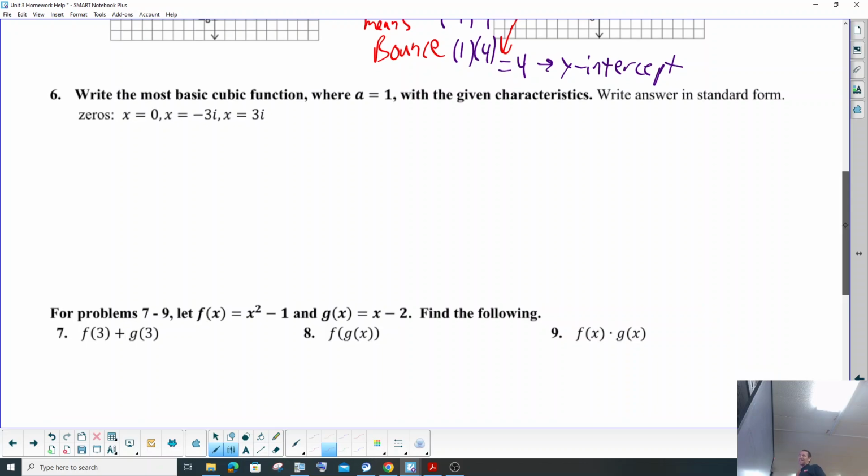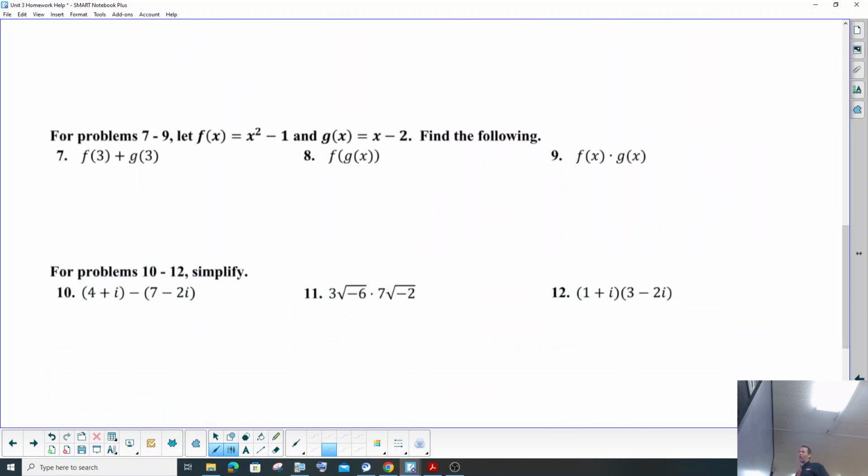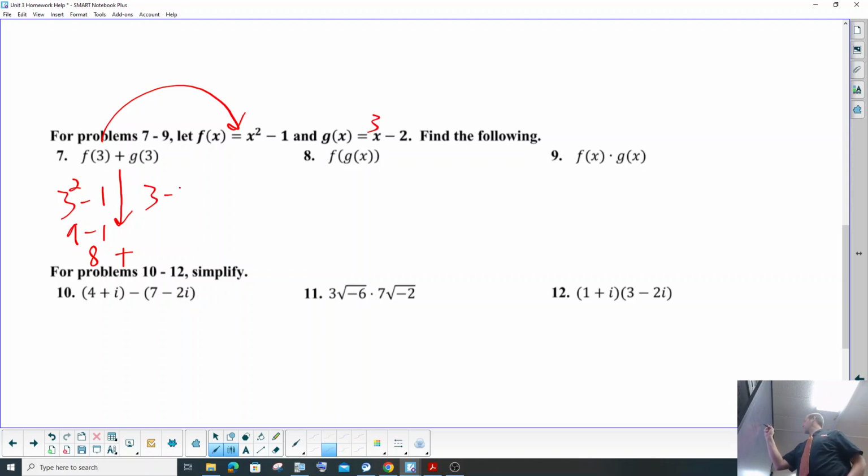Okay, so then number 7 is review. I won't spend too long on this because you should know how to do this by now, right? So we plug in a 3. We get 3 squared minus 1, which is 9 minus 1, which is 8. And then plus g to the third power, that's 3 minus 2, and 3 minus 2 is a 1. Way-o! So we should get a 9. Good.